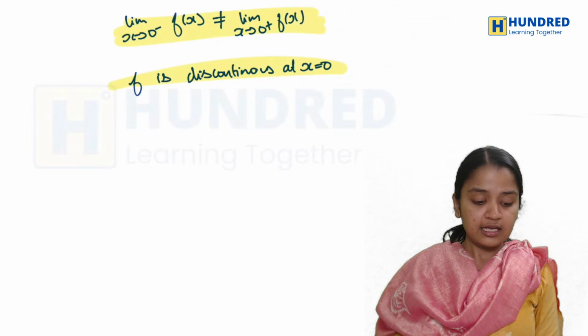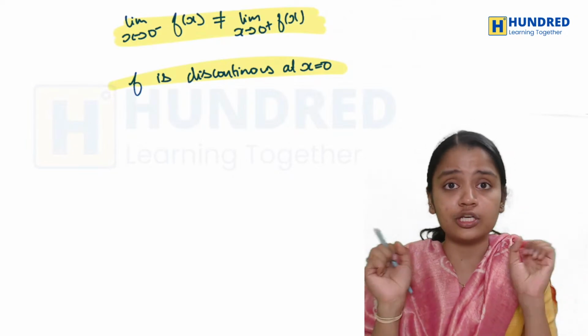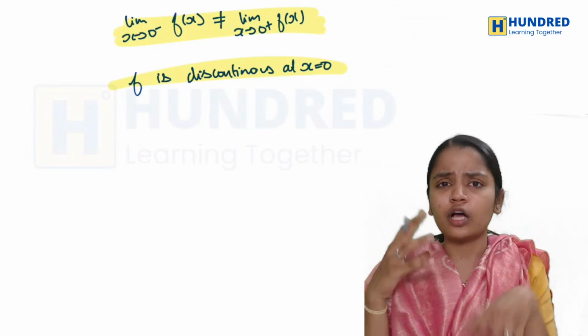So yes, that's all for today's class. I hope you understood what is a continuous function and what is left continuous, right continuous, and another point. And we have solved two sums.